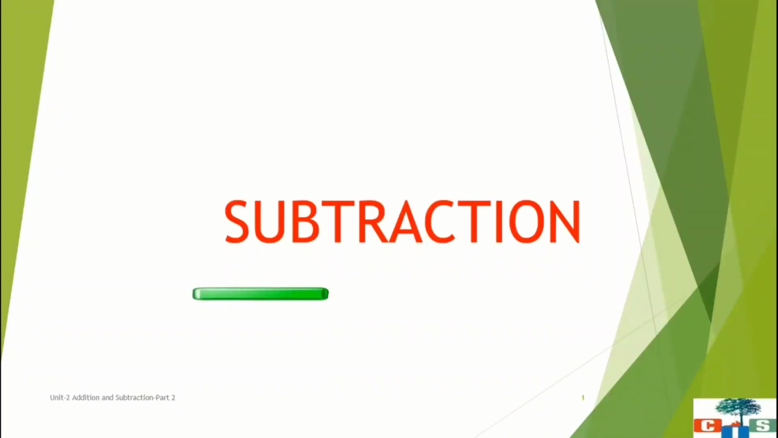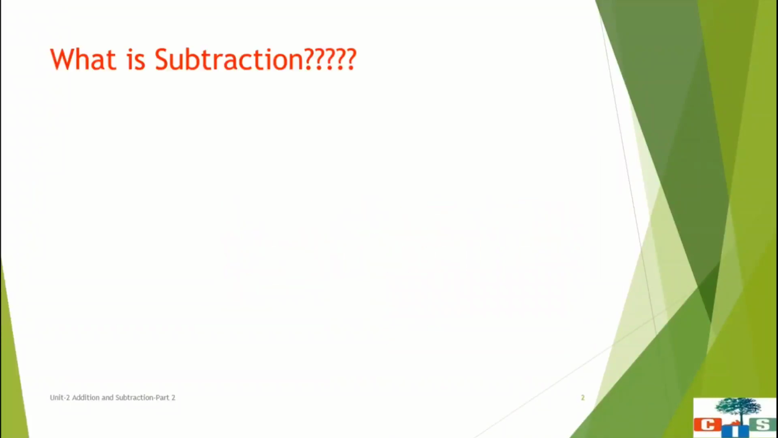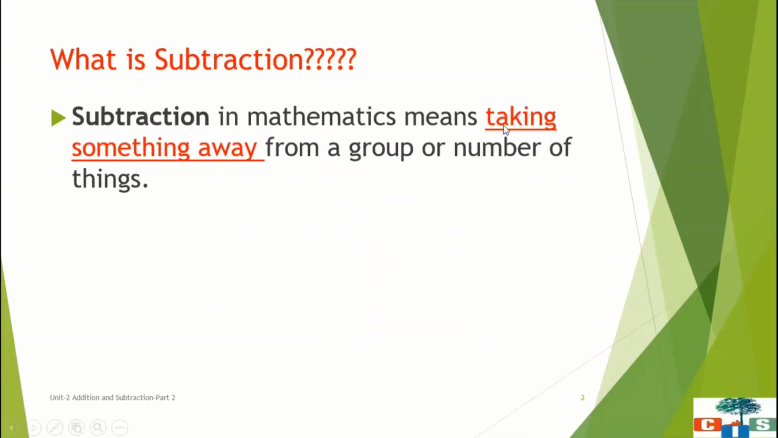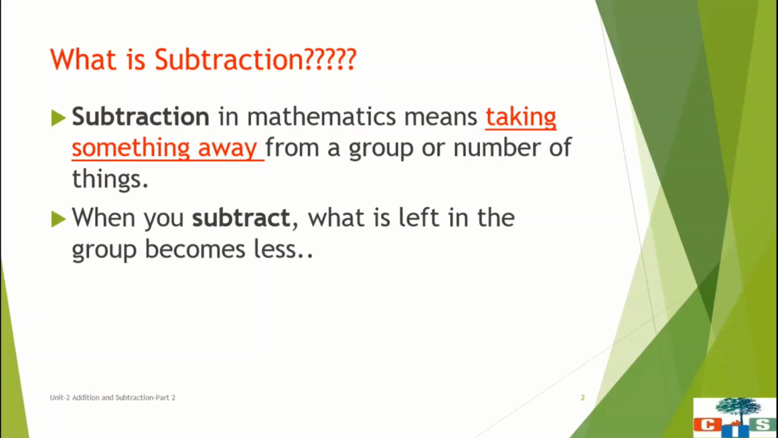Subtraction. Okay, we'll start with our today's concept. What is subtraction? Subtraction in mathematics means taking away something from a group or number of things. For example, while withdrawing money from the bank, we are subtracting money from our account, right? When you subtract, what is left in the group becomes less. So when you withdraw the money, the amount in your account becomes less.